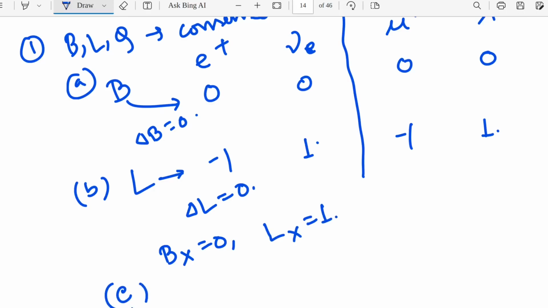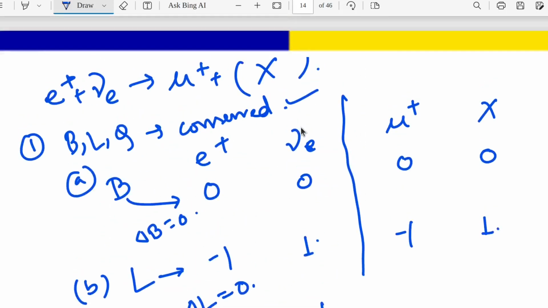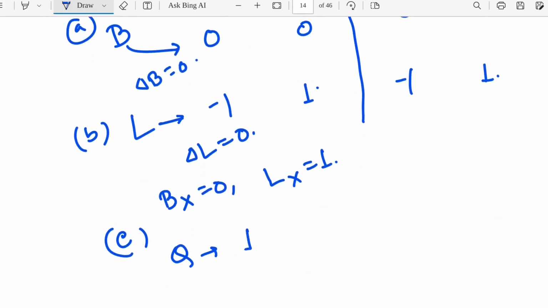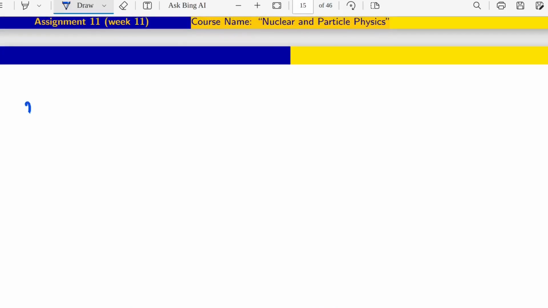Now coming to electromagnetic charge. You can see here the charge of e+ is 1, νe is 0, μ+ is 1. So delta Q of x should be 0, because delta Q should be 0. So what is the conclusion from here also? Q of x is 0. So these come from the first criteria. Now coming to the second criteria.